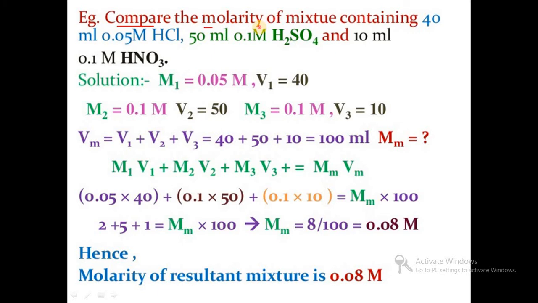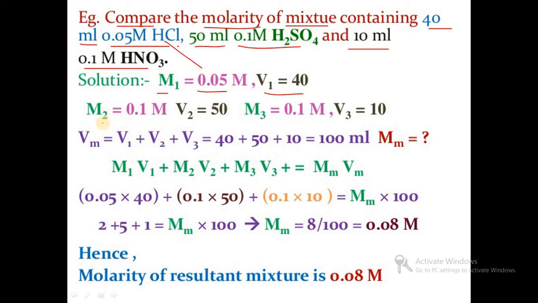Calculate the molarity of a mixture containing 40 ml of 0.05 molar HCl, 50 ml of 0.1 molar H2SO4 and 10 ml of 0.1 molar HNO3. Then how can we determine the molarity of this mixed solution? We know that M1 is 0.05 molar and volume V1 is 40 ml with respect to HCl.